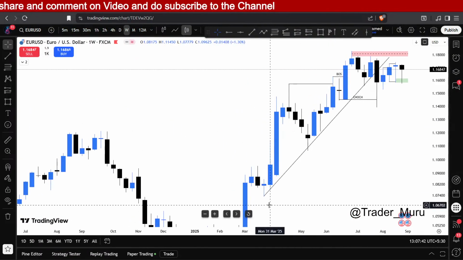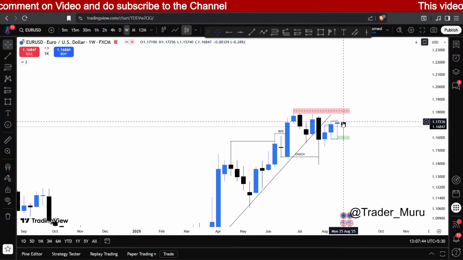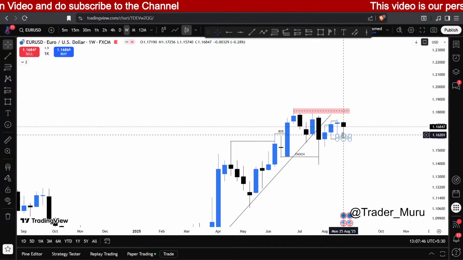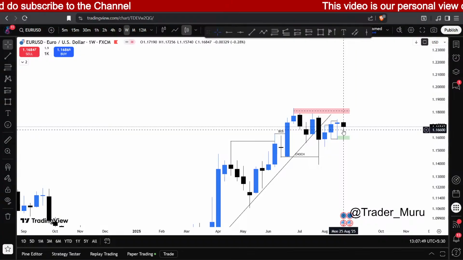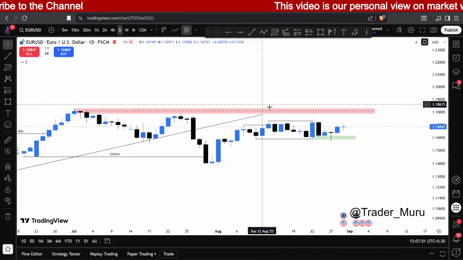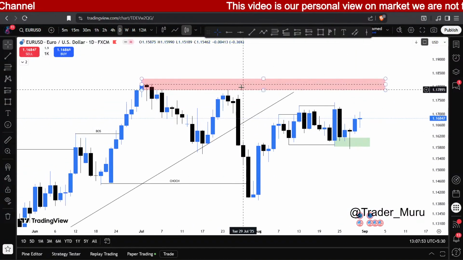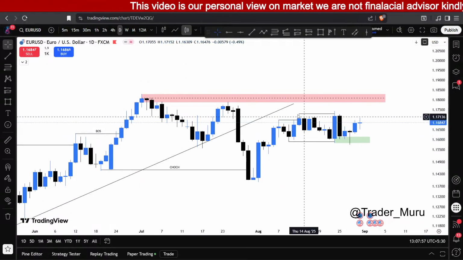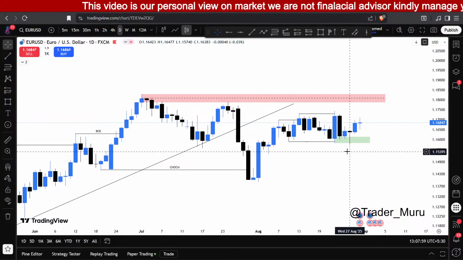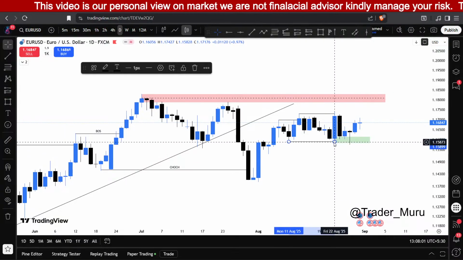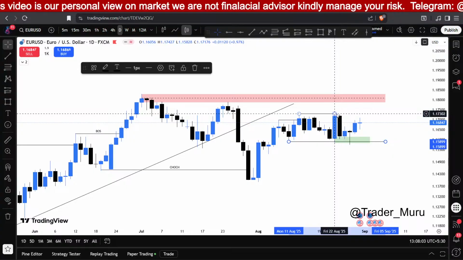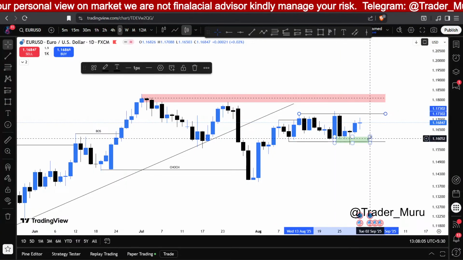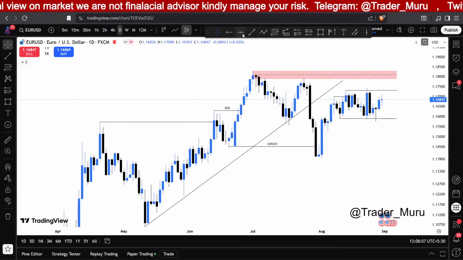For euro, this trend line is broken and price is trying to hold this weekly level, and in daily time frame you can clearly see this is a resistance level from where euro can again drop. This is just in consolidation right now. This is the full range. Below that you can short euro. First target will be this low.